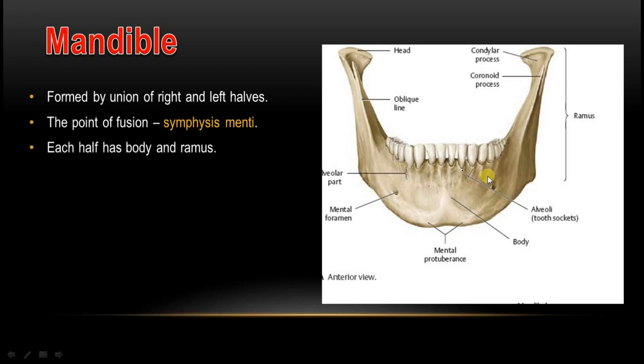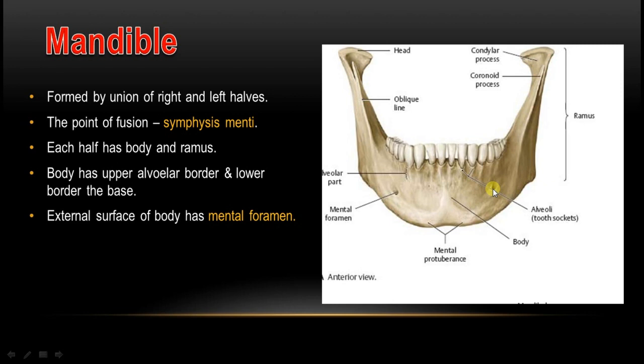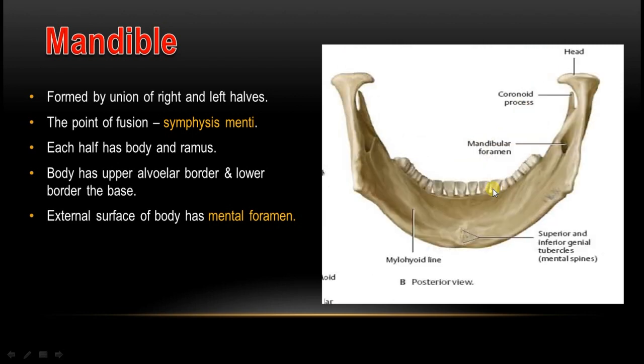So each half has a body and then a ramus of the mandible. The body has an upper border which is marked by the alveolar process, the sockets for the teeth of the lower jaw. Then the lower border is called the base of the mandible. In between the upper border and lower border, on the external surface you see the mental foramen which transmits the mental nerve.